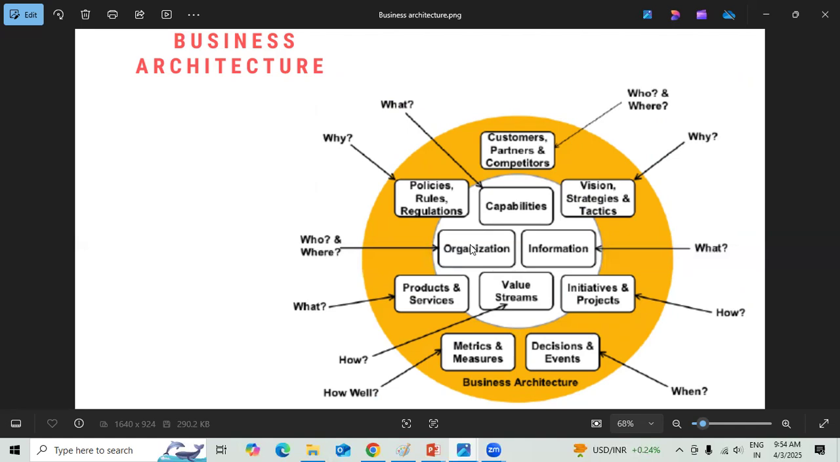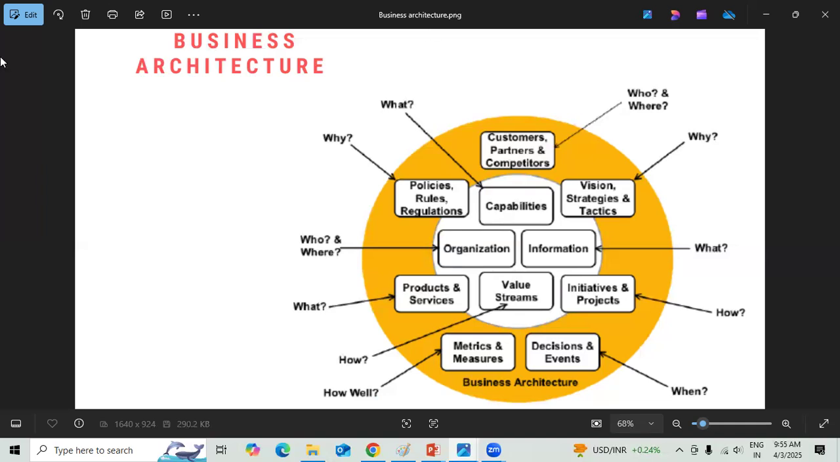So for them, what kind of customers are they dealing with, who are they partnered with, and who are their competitors? That is something we need to know when it comes to business architecture. Point number two, we must know about the policies, procedures, rules, and regulations of the organization. What are the different policies, rules, and regulations which they follow? Next, we need to know about the vision, strategies, and tactics.